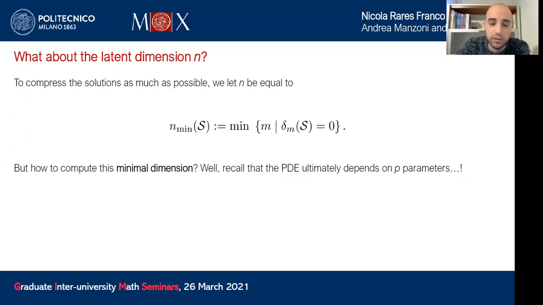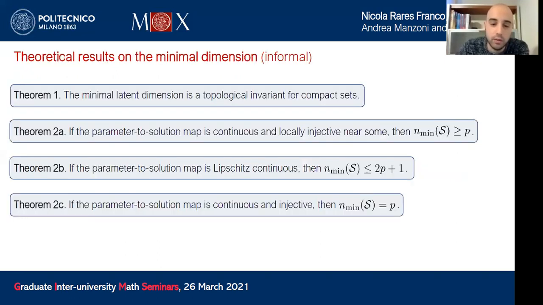But so we are going to use this minimal dimension so that we are sure that the model can be as accurate as possible. But which is the value of this minimal dimension? This is a theoretical question that can be answered in many ways. Well, first of all, I'm going to give you here the results in an informal way.